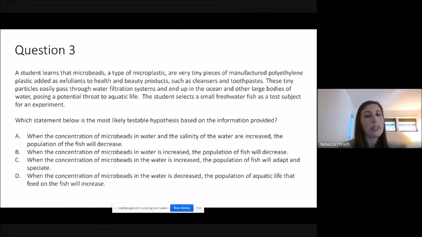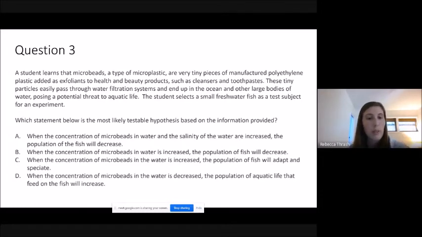A student learns that microbeads, a type of microplastic, are very tiny pieces of manufactured polyethylene plastic added as exfoliants to health and beauty products such as cleansers and toothpastes. These tiny particles easily pass through water filtration systems and end up in the ocean and other large bodies of water, posing a potential threat to aquatic life. The student selects a small freshwater fish as a test subject for an experiment.